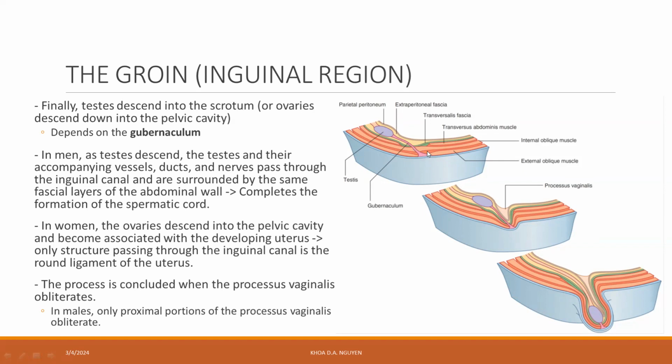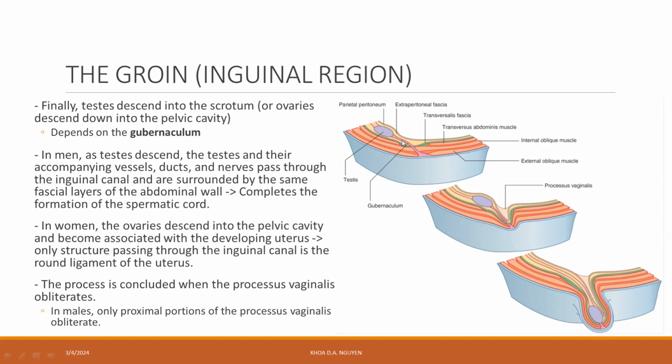But in the females, something interesting happens. In the females, the ovaries do not move down into the scrotum, just like you probably have noticed. Instead, the ovaries move down to a cavity, the pelvic cavity that is inside here. So the ovary is going to stay in the pelvic cavity. And as a result, the only thing that is going to pass through the inguinal canal is this gubernaculum here in the female. And in the female, the gubernaculum will eventually turn into the round ligament of the uterus.